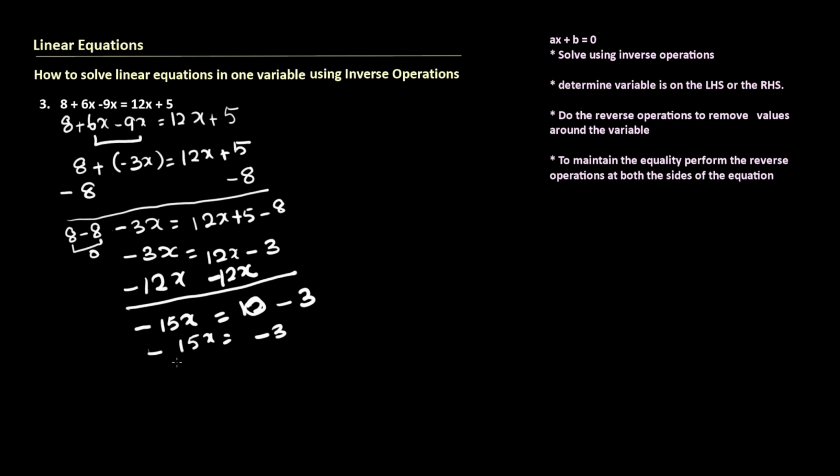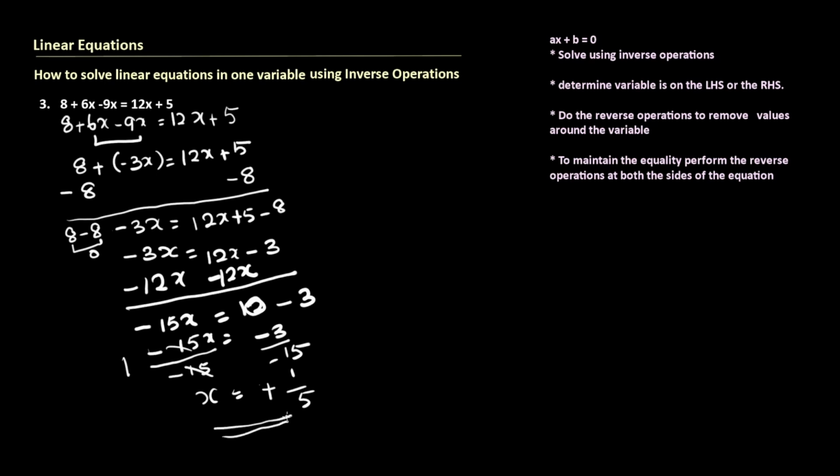Now what we are going to do is remove this 15 from the left hand side of the equation. Since it is minus 15 times x, we are going to divide by minus 15 on both sides of the equation. That makes minus 15 divided by minus 15 become 1, and only x remains on our left hand side. And minus 3 divided by minus 15 becomes plus 3 by 15, let's simplify it to 1 by 5. So the value of x is 1 by 5.